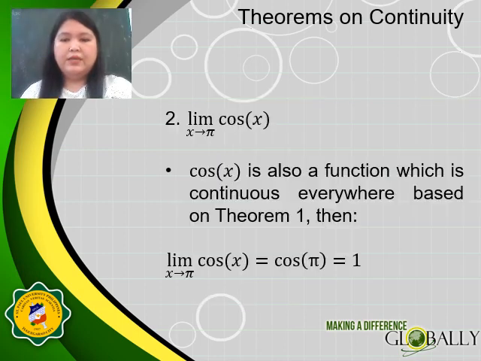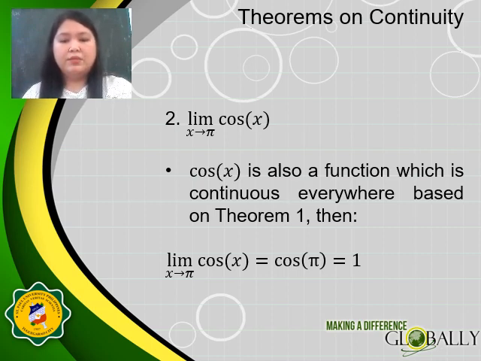Second, we have the limit of cosine x as x approaches pi. Just like our first example, cosine x is also a function which is continuous everywhere. That is also based on theorem number 1. And we are also sure that a limit for cosine x as x approaches pi does exist. Okay, so we just substitute pi into the given function.